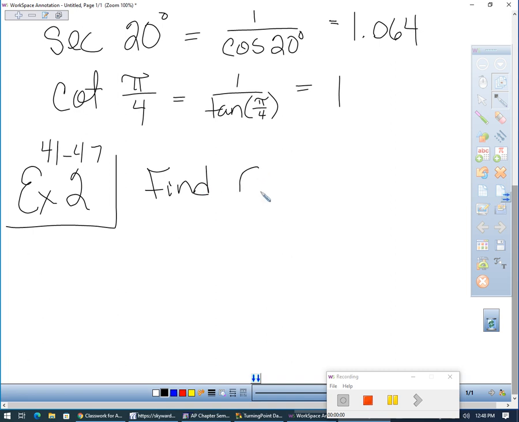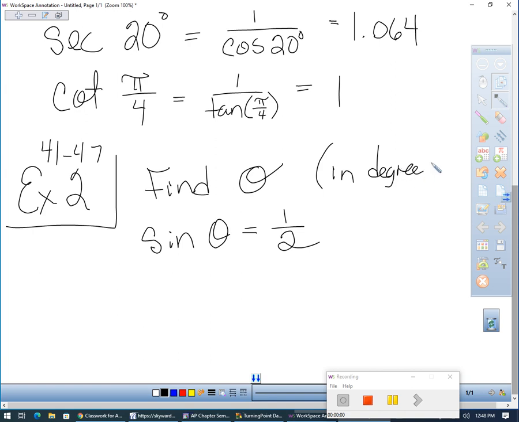All right, in this one, I want you to find theta. Seems pretty easy, right? So I have the sine theta equals 1 over 2. So we have 2 possibilities, 2 different ways to do it. I want you to put it in both degrees and radians. So all of your answers in this section are in degrees and radians. So you should have 2 answers.